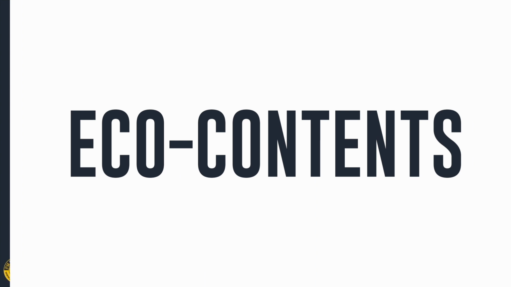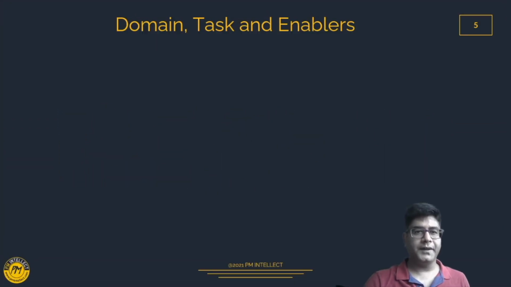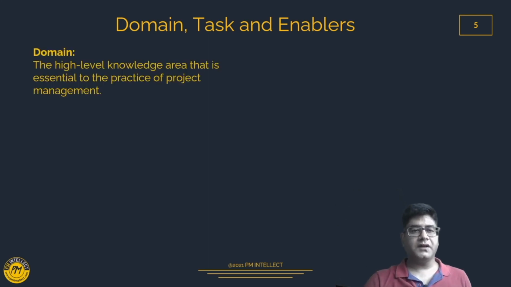The examination content outline or the ECO comprises domains, tasks and enablers. Domains we have just gone through in the previous slide. There are a total of 3 domains which are part of the ECO. The first one is people, the second one is process, and the third one is business environment. Let's go one by one. When we say domain, we actually mean a high-level knowledge area which is essential to the practice of project management. In other words, there are a total of 3 domains, and the entire content of the PMP examination is covered by these 3 domains. For example, the people domain.